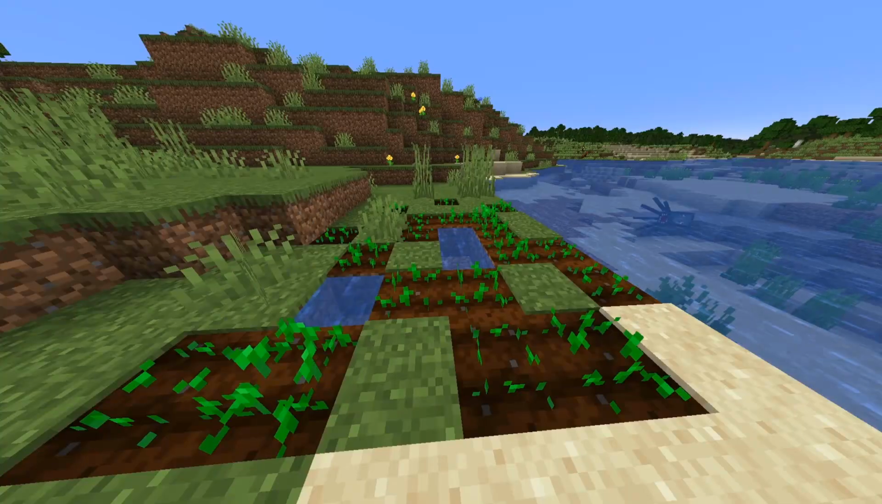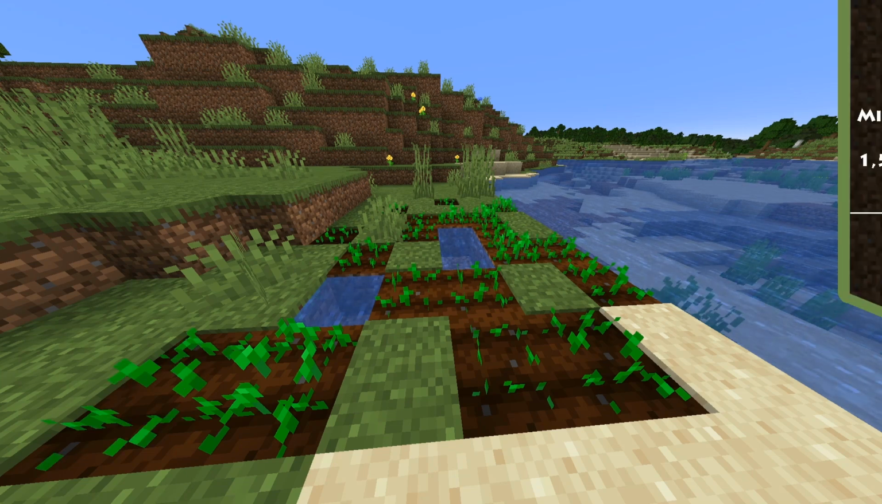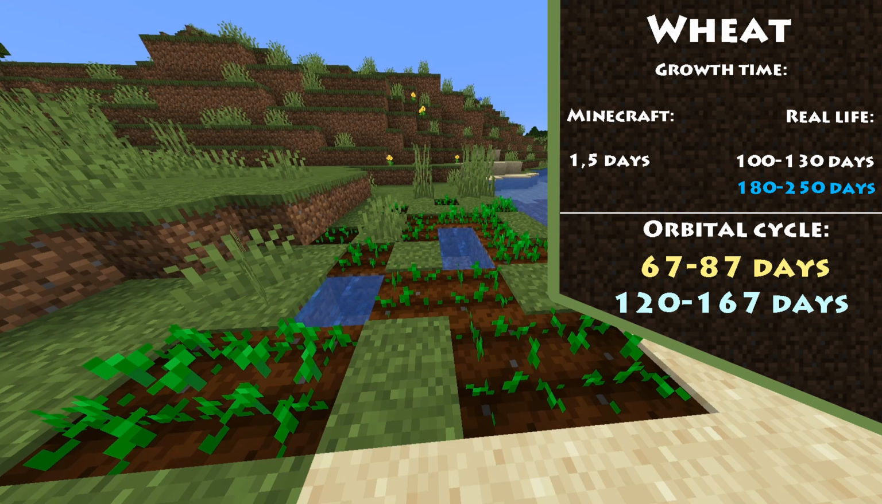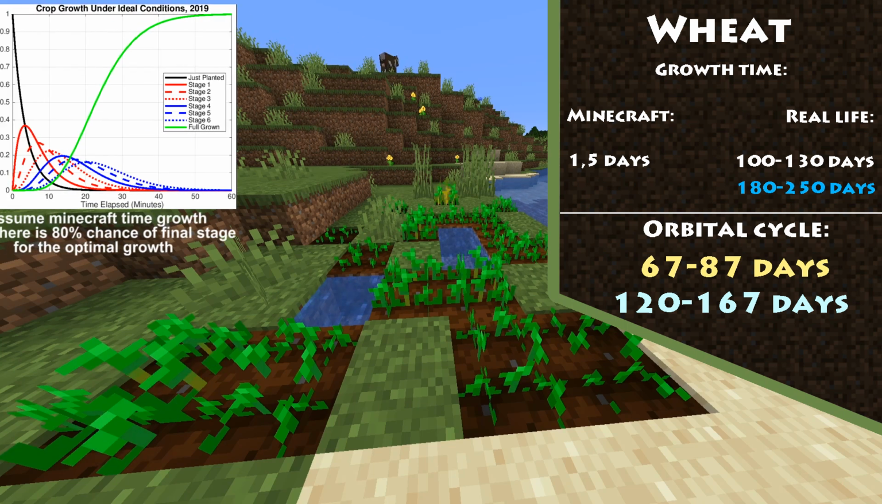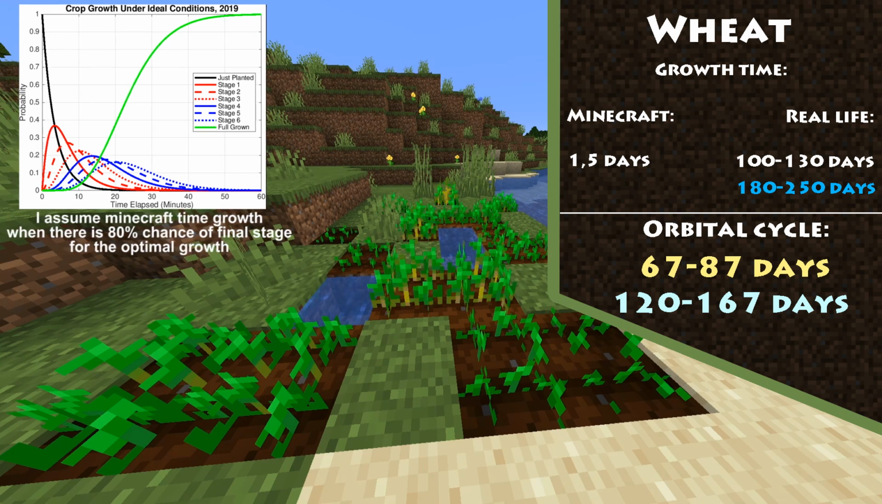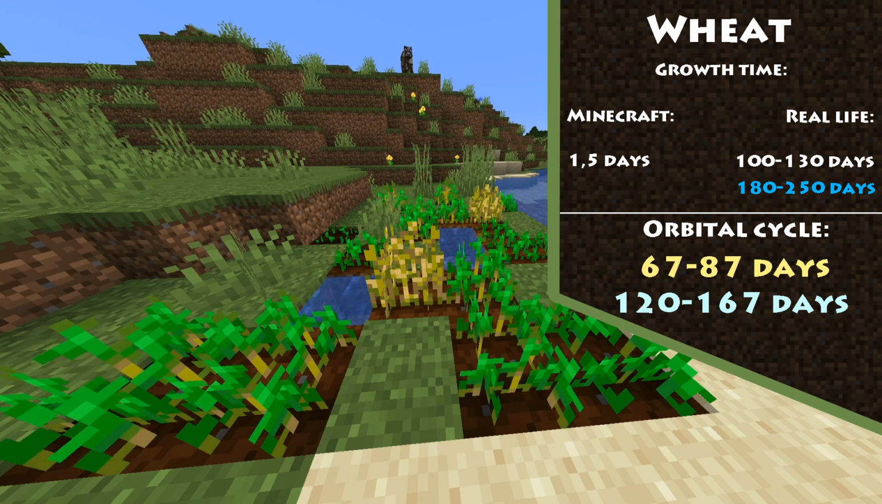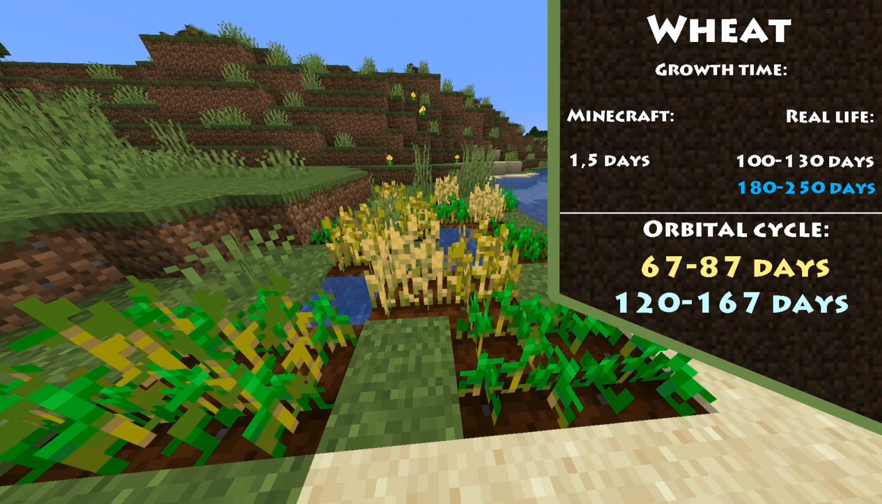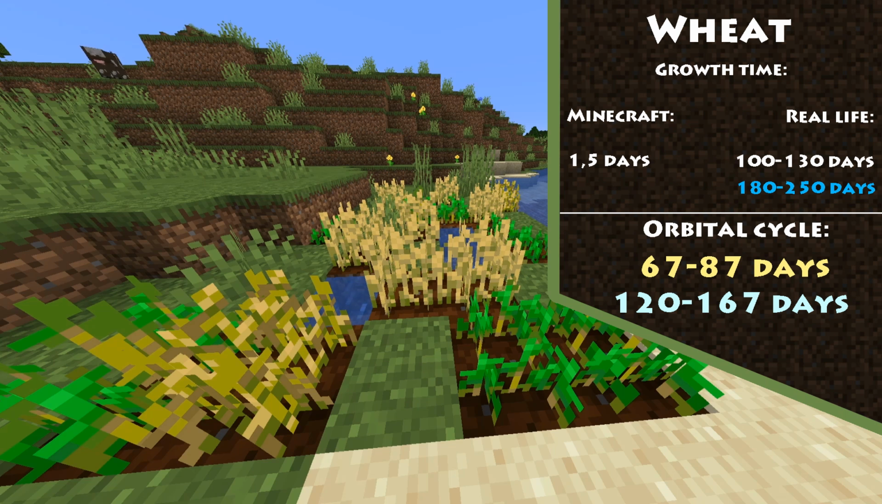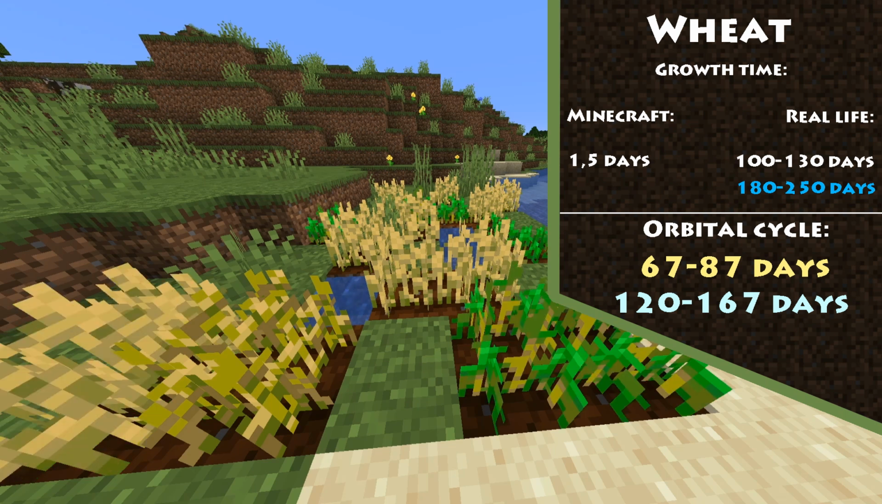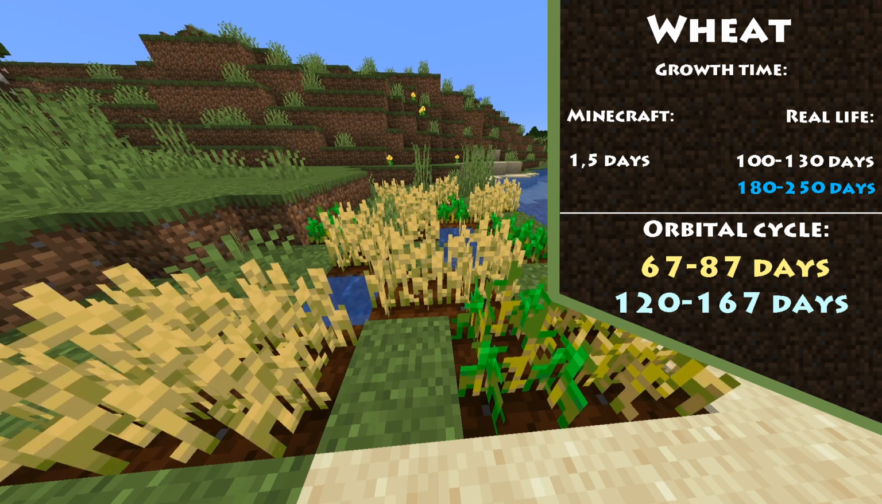The typical irrigated wheat takes around 30 minutes to fully grow, that's 1.5 Minecraft days. Wheat in real life takes around 100 to 130 days to grow. That tells us that a full cycle and orbital period is between 67 and 87 days. If we include crops seeded in winter, that takes around 180 to 250 days, and we have an estimate of around 120 to 167 sunsets in real life per Minecraft day.